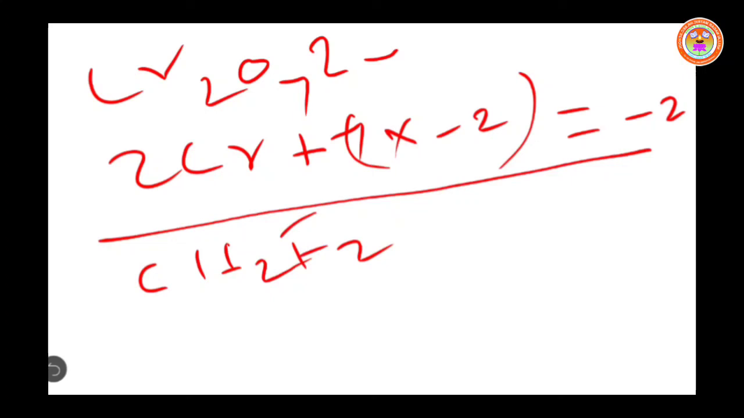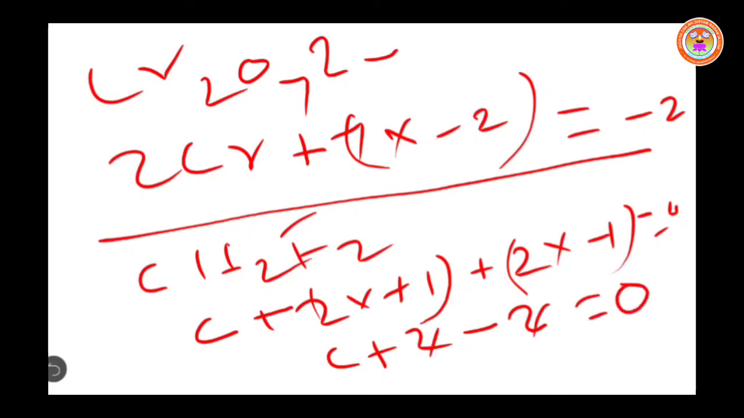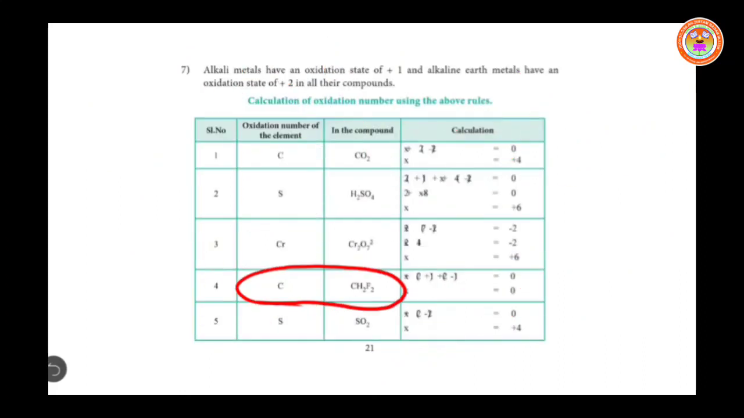So write the carbon as it is. C plus, there are 2 hydrogen, 2 into plus 1, then plus 2 fluorine, the oxidation state of fluorine is minus 1, which is equal to 0. So 2 into plus 1 is plus 2, and 2 into minus 1 is minus 2. So plus 2 minus 2 will get cancelled. Therefore the oxidation state of carbon in CH2F2 is 0. Understand?